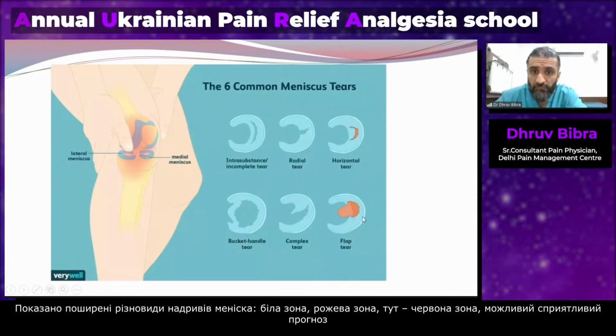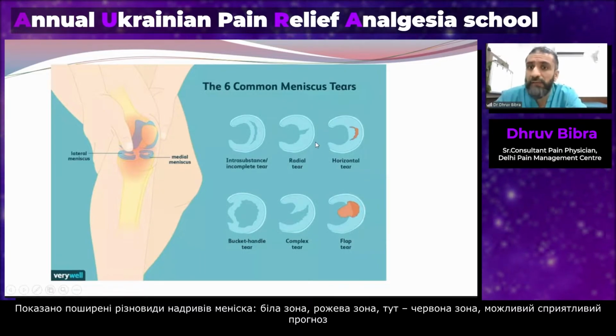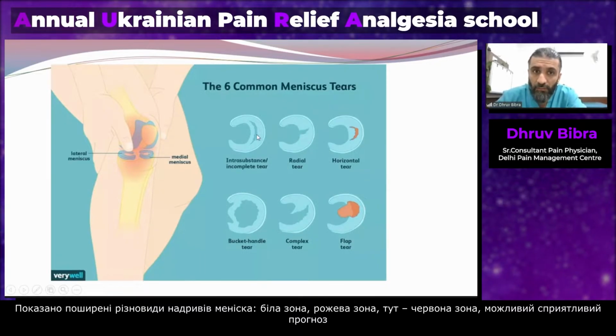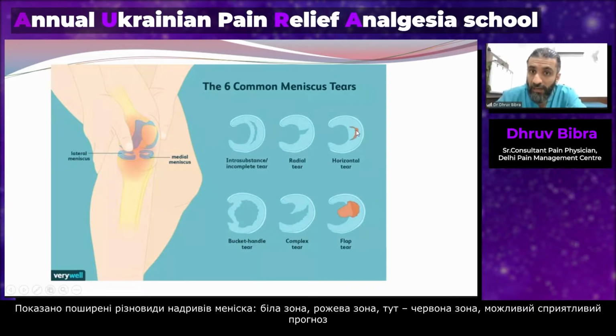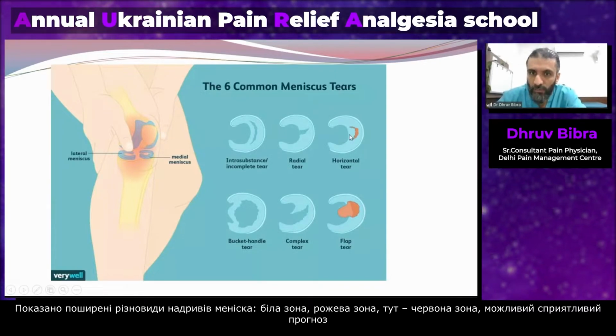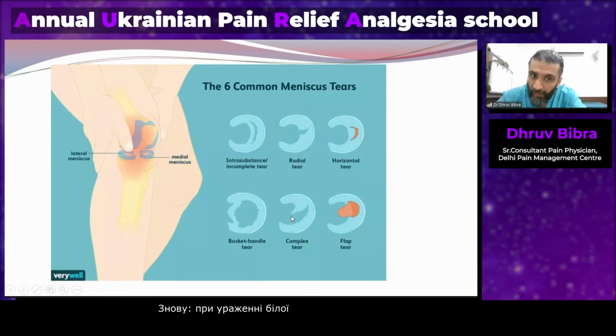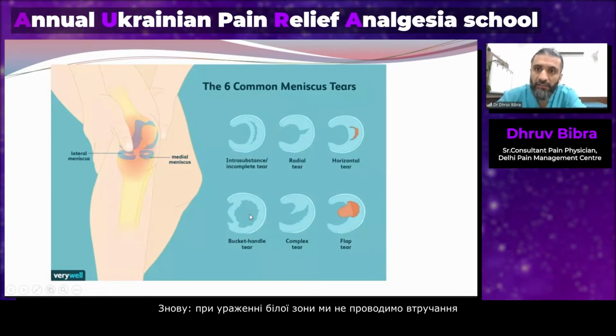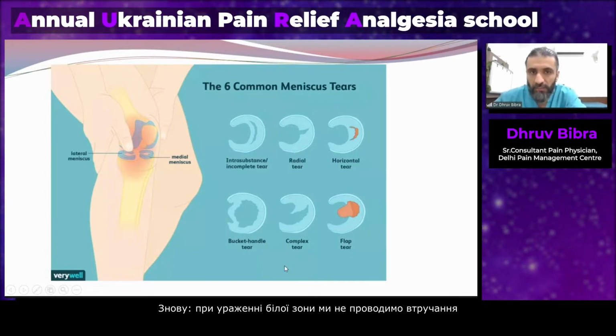Now this will give you an idea. These are different types of tear. Here the white zone is involved, the pink zone is involved. Here maybe red, and good prognosis. Again, white going up to here. This is a bucket handle tear. Again, white zone, not to be done.